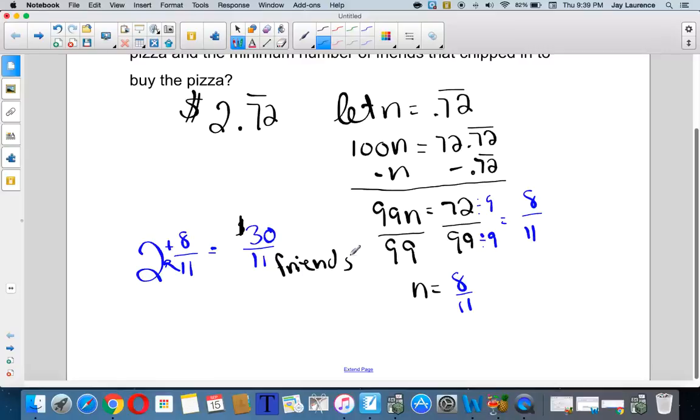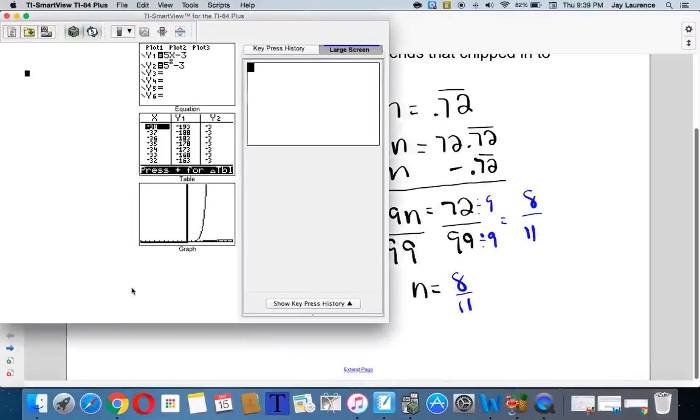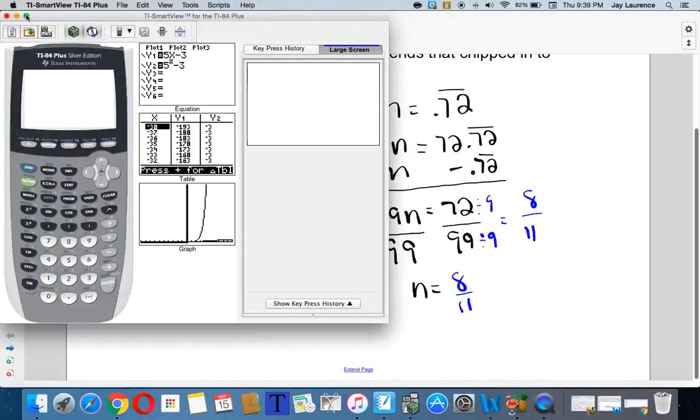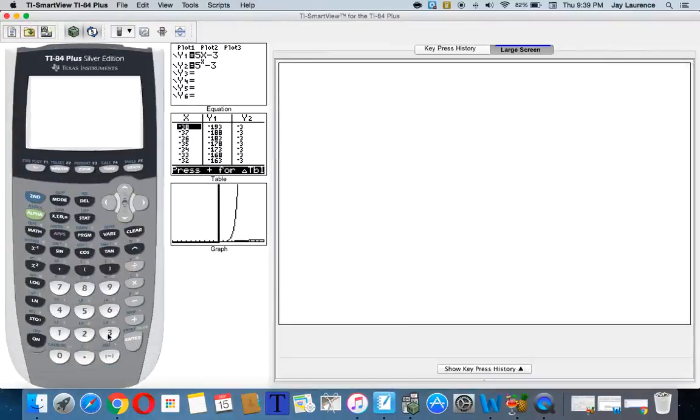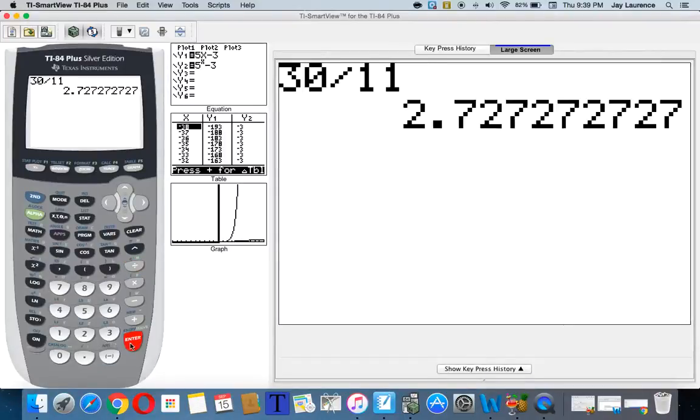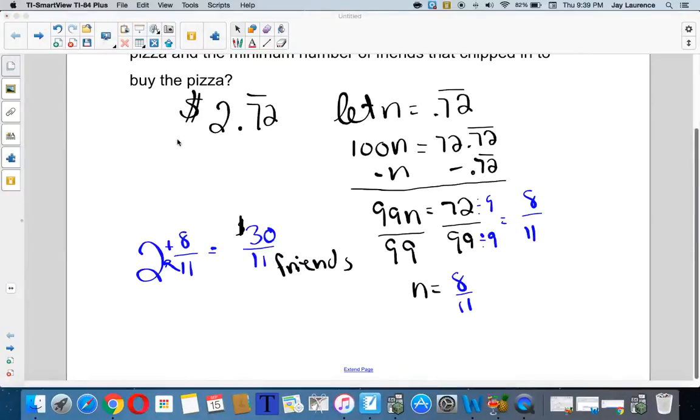Now, if you didn't believe me, you could check yourself. Let's check it, because you shouldn't just take my word for it. Let's take the $30. Let me make that a little bit bigger. I'll take the $30, and if 11 friends chip in to pay for it, this is how much each one would pay. And look at that, $2.72 repeating over and over and over again. Pretty cool stuff, isn't it?